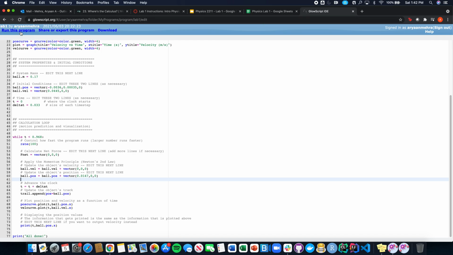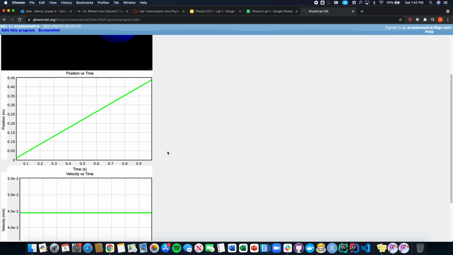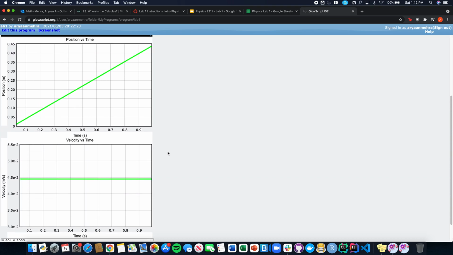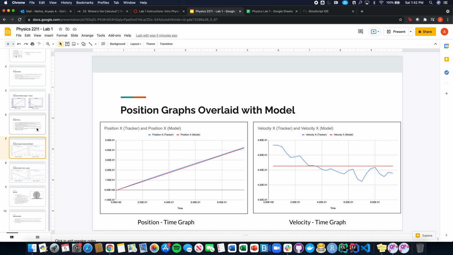As you can see, when I run this program, the model works properly and it moves through that small distance in the correct amount of time, and the velocity remains constant. This is identical to what we observed on tracker. Some of our key results overlaying the two graphs, you can see that the variation isn't too much, and that's because our experimental setup doesn't have too many external forces. As you can see, they're relatively similar.